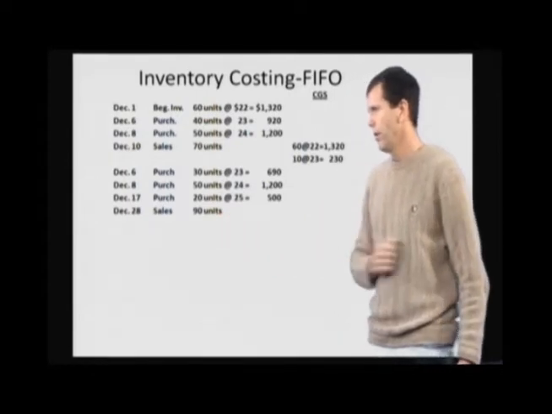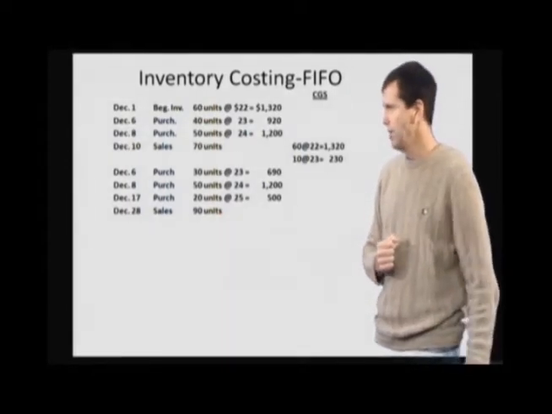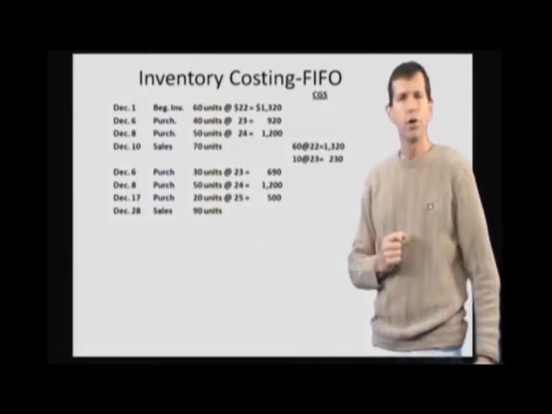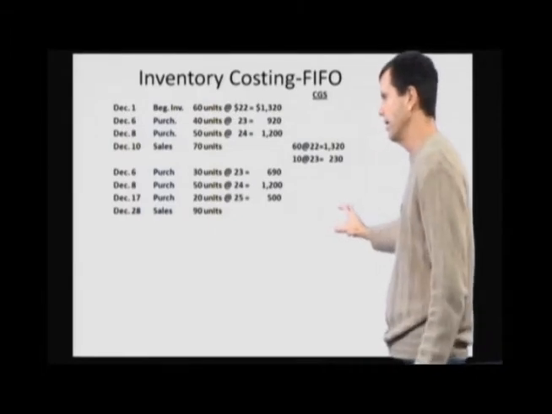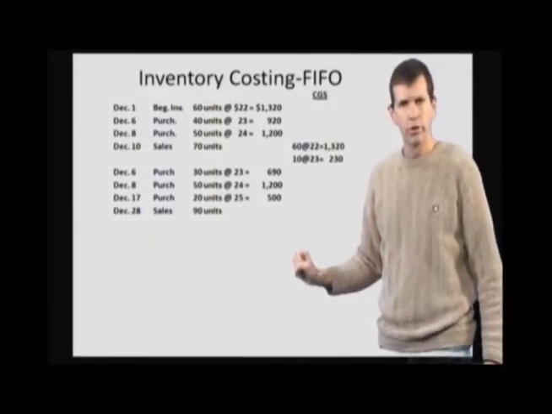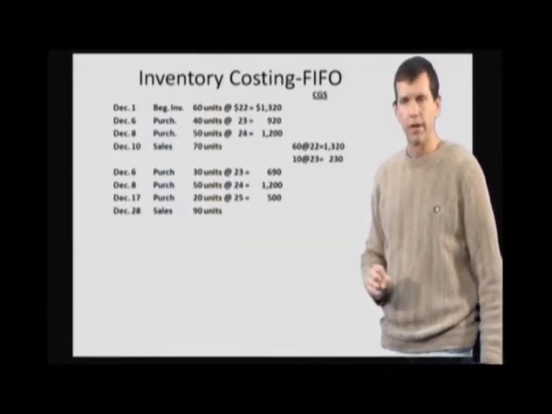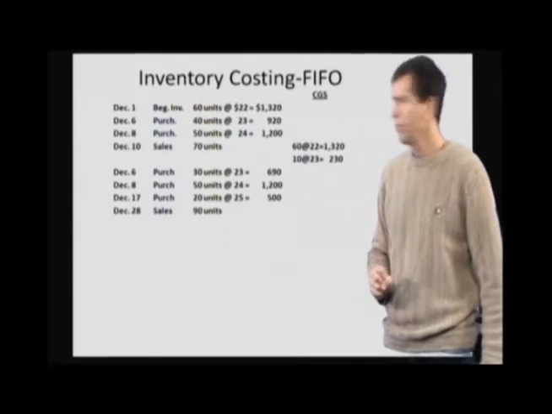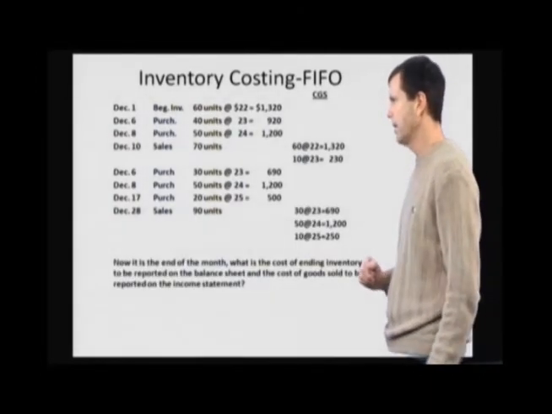So I want you to think about it, and if you have to, put me on pause, and I want you to think about which units, and write this down. Go out to the far side here and write down which 90 units we're going to assume we sold using FIFO from that December 28th sale. Okay, let's go to the next slide and let's see what we did here. Let's see if you got this correct.